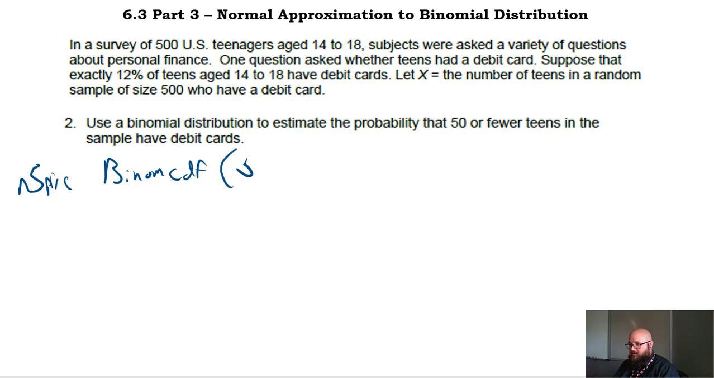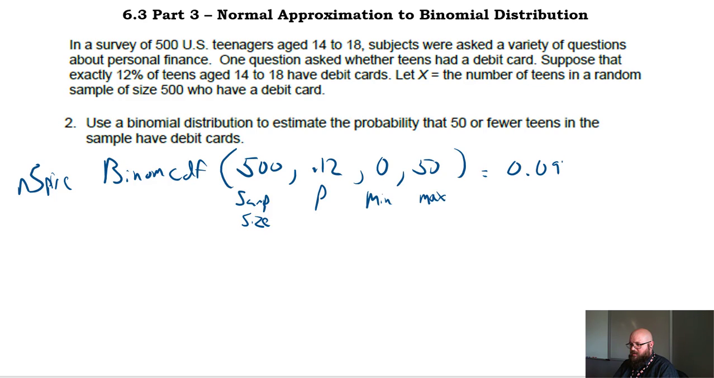We had our sample size of 500. We had our probability of 0.12, our lower and our max, well, min and max, I should say. So we have our sample size, probability, min, and max. And that came out to be 0.093. Let me write that 93 a little bit better. 93. That's if you have the Inspire. It's easy to calculate that way.